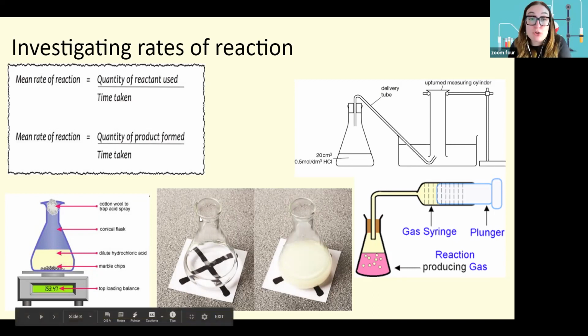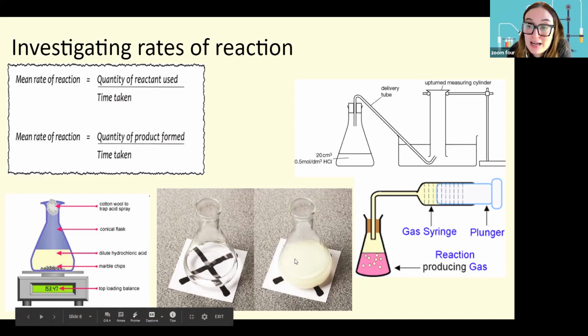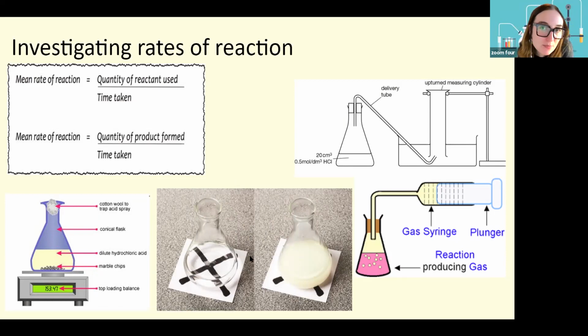So you start off with a clear solution, you add your second reactant, and it starts to go cloudy. And what you do is you record how long it takes for it to go so cloudy that you can't see the cross anymore. And you could do this with different concentrations. So you could start with 1 molar or 0.1 molar and go up and see how long it takes to go cloudy. And that's a really nice experiment. But obviously it relies on you deciding when you can no longer see the cross. So it's not as precise as other experiments.